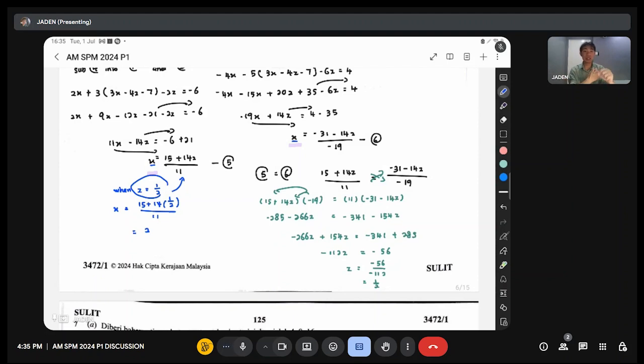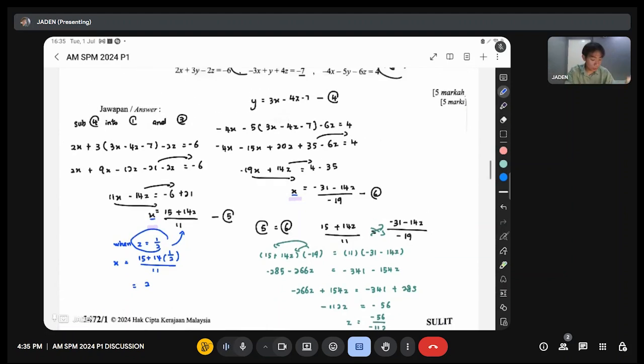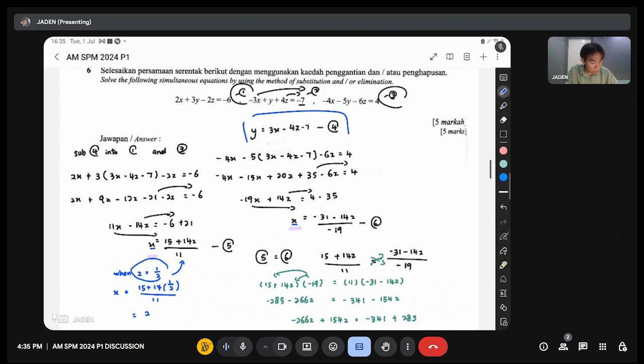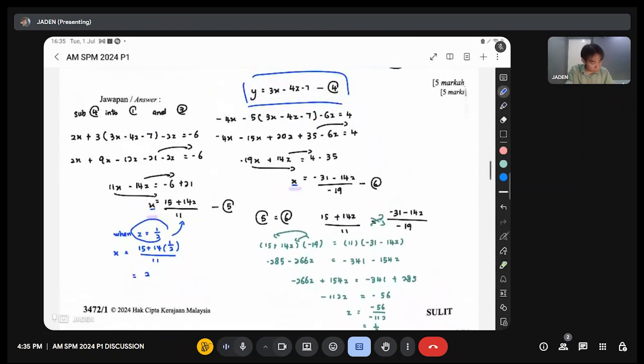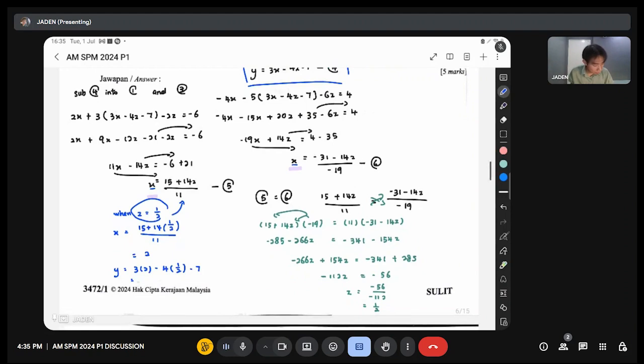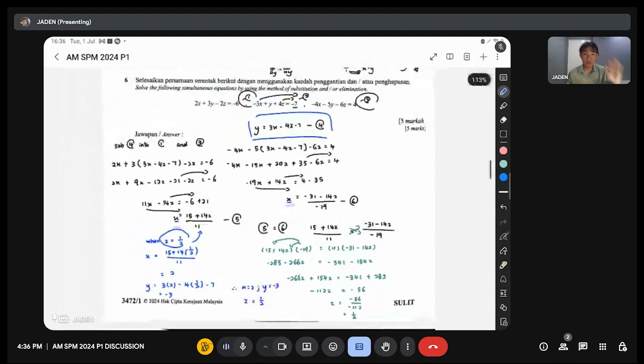So once you get your x, once you get your z, the next thing is you want to get your y value, putting it into equation 4. Okay, so equation 4, which is y equal to 3 bracket 2 minus 4 times 1 over 2 minus 7. Now try to expand this bracket, input all this information into your calculator, and you should get an answer y equal to negative 3. So conclusion, my x is 2, y is negative 3, and my z is actually 1 over 2. And that is all for question 6, altogether 5 marks.